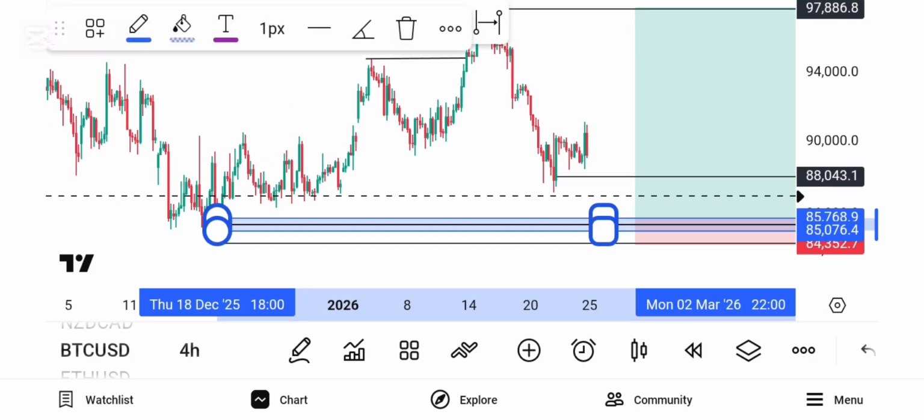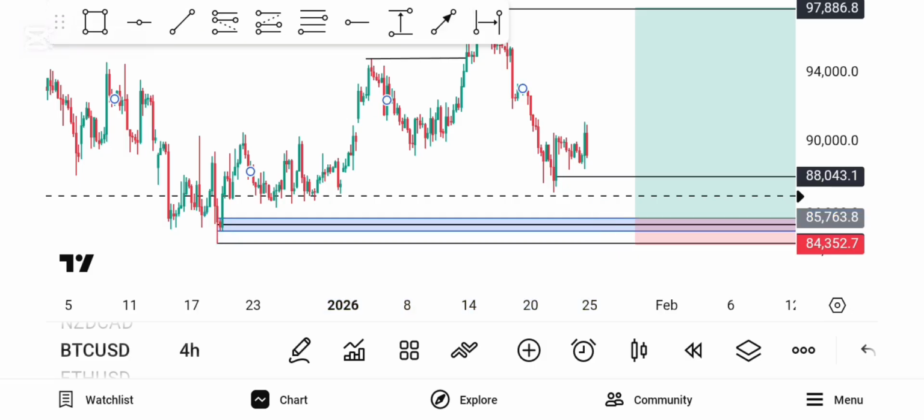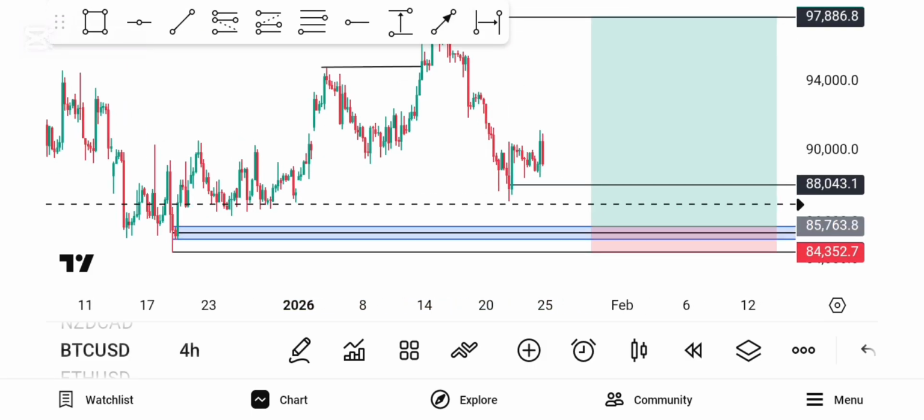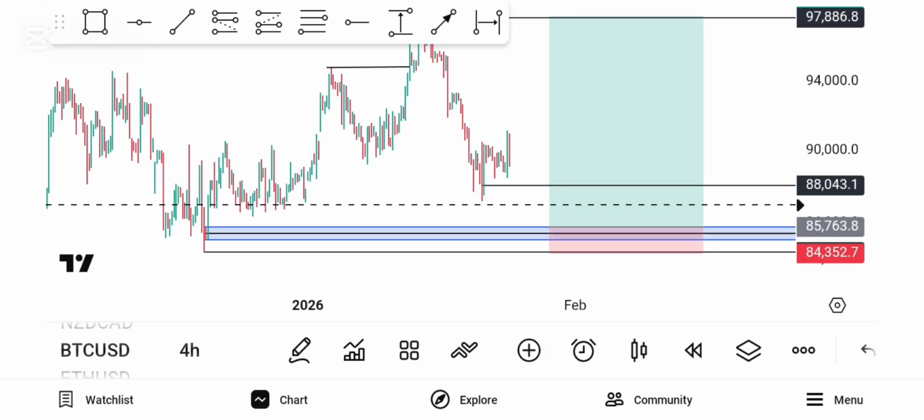All those things you see it doing is just creating more liquidity. As you can see, it has been taking people's stops out.